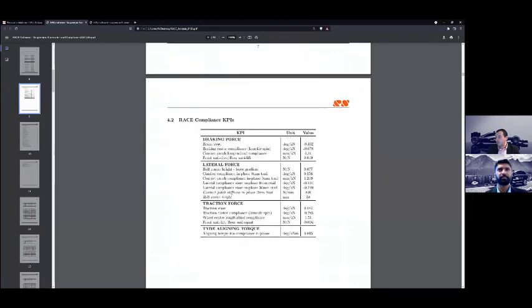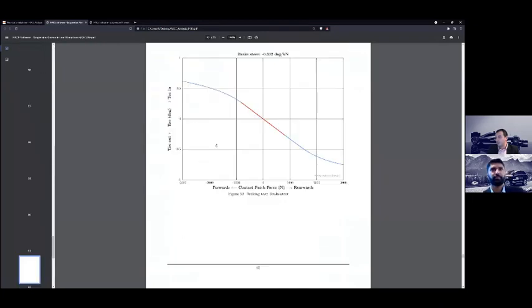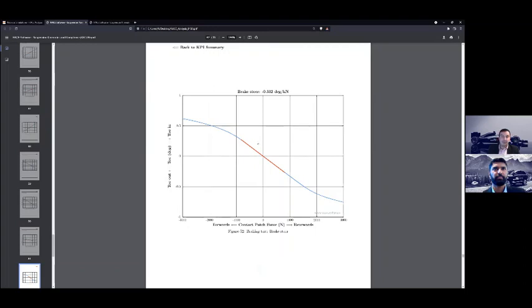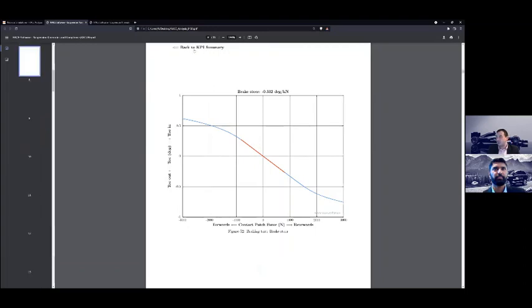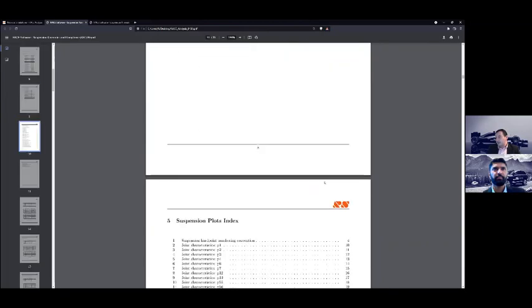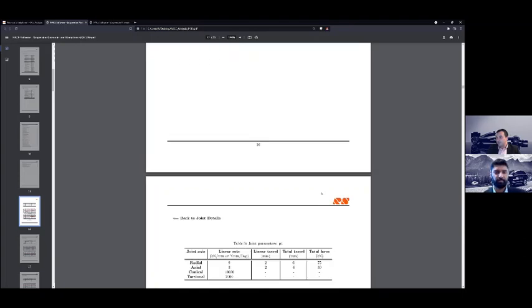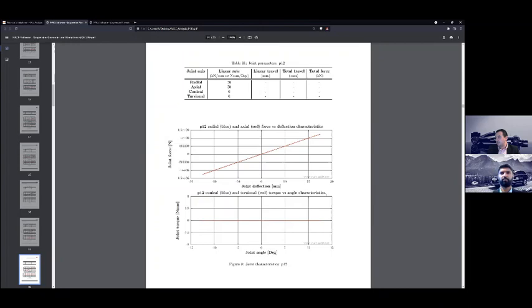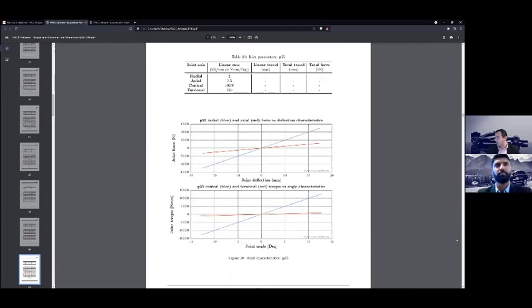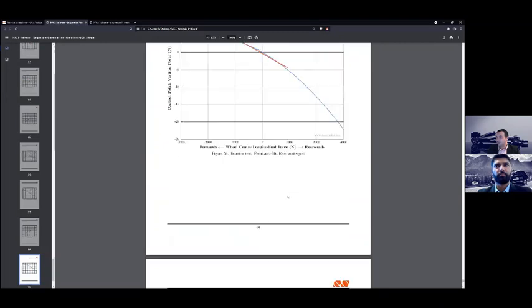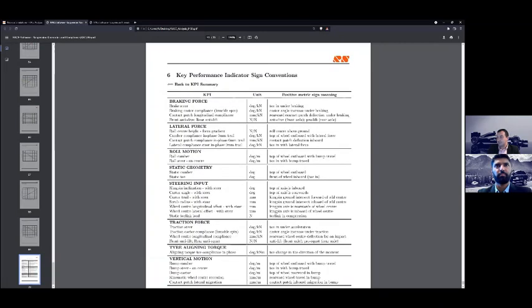On the compliances, for example, if we take a look at the brake steer, we can see the non-linearity of the brake steer test, which is basically induced by the non-linearity of the bushes used in the system. All the KPIs are backed up by graphs, just like in the standard report. And at the end, again, we have the sign convention, the units used.